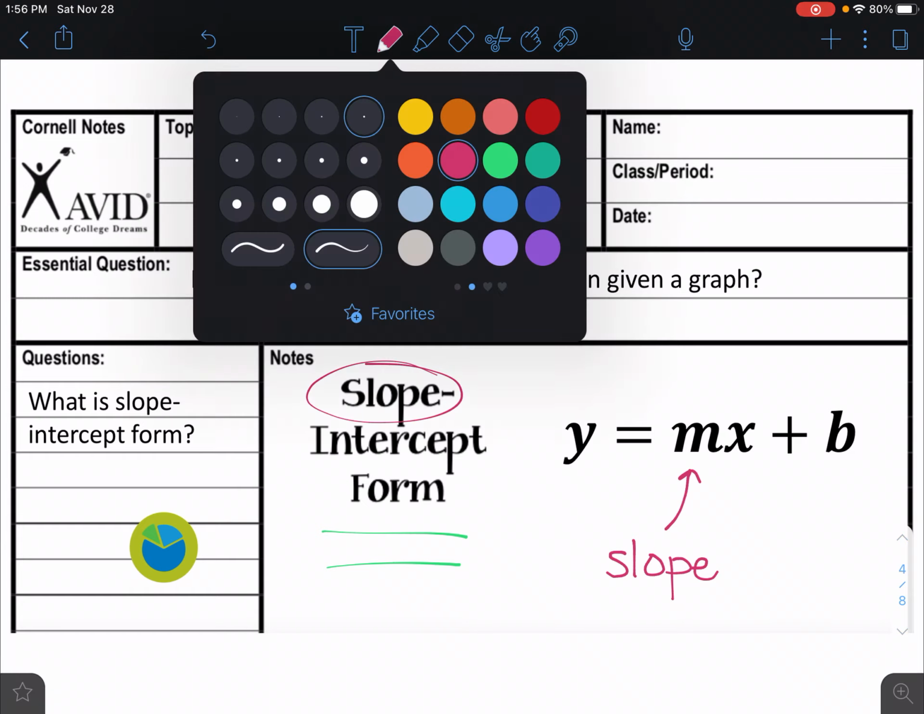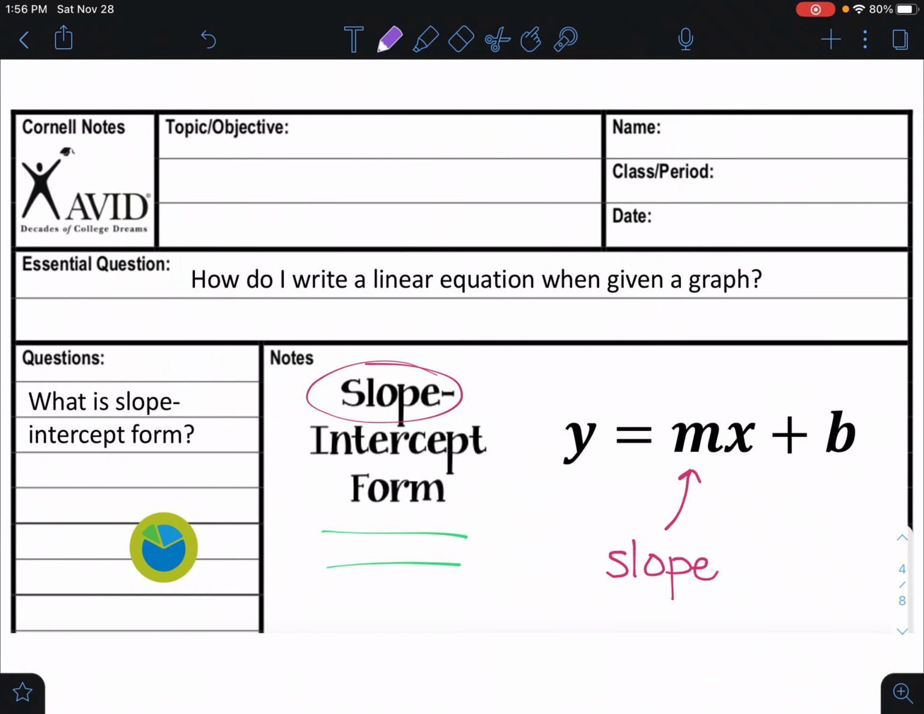So then this other thing right here, this b value, this is our y-intercept. Okay, and that's abbreviated INT, y-intercept. So that is where they say intercept. So it's a slope-intercept, it's the y-intercept. Okay, and we'll go over what that is.